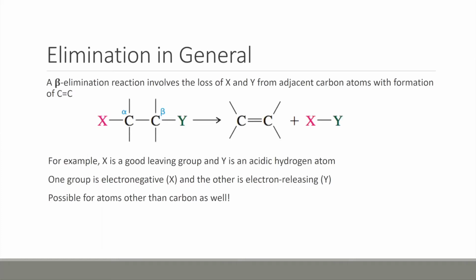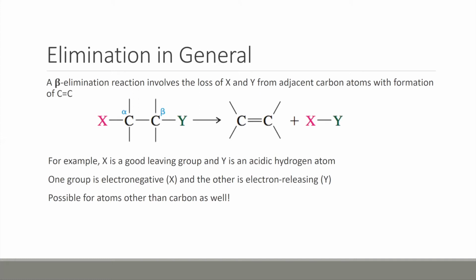Hi everyone, today we're going to continue in chapter number 7, looking at reactions that form double bonds, otherwise known as an elimination reaction. Generally, the elimination reaction involves the loss of some group X and some group Y that are on adjacent carbons, and they ultimately form a double bond.